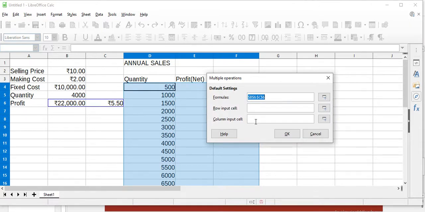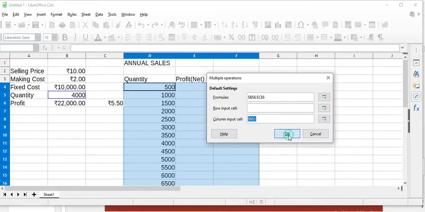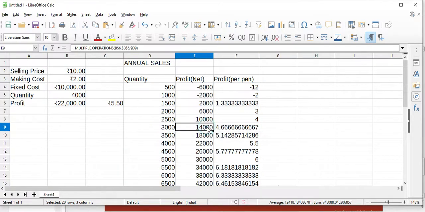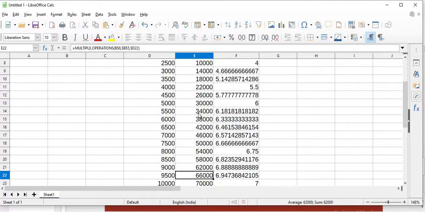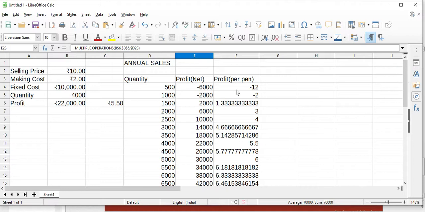Now input, where your profit should be seen, from quantity. Click OK. After clicking OK, you will see the net profit for your particular pen product, and this is the profit for your per pen.